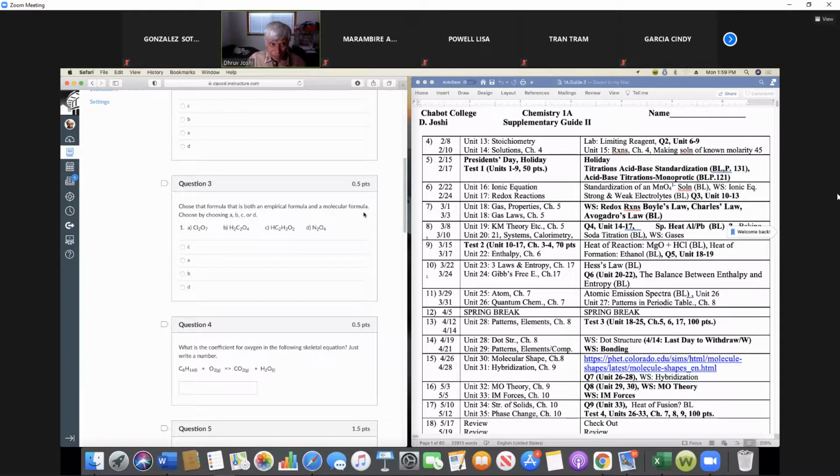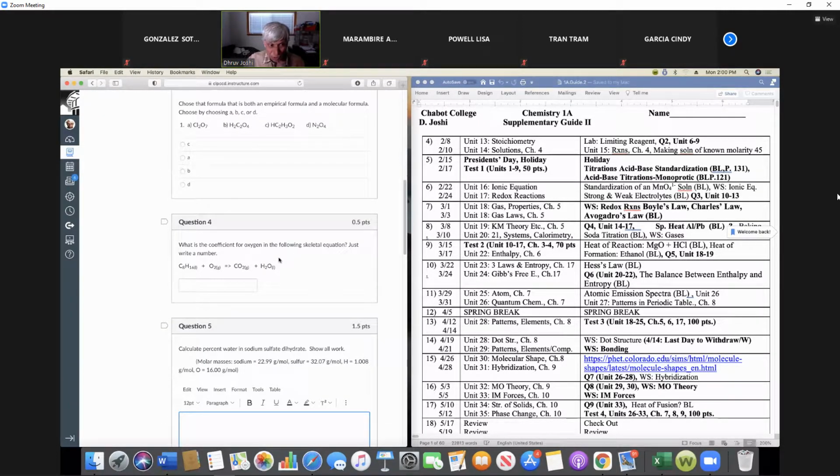So an empirical formula is the simplest formula. Well, there it is. This is the simplest formula. You cannot simplify this further. You cannot divide this by anything but by 1. So this is the simplest formula. That's it. This is not a simplest formula. You can divide this formula by 2. C2H4O2, you can divide by 2. So this is not a simplest formula. You can divide it by 2. So this one is the simplest formula. So that is both an empirical formula and a molecular formula. These are only molecular formulas. They are not empirical formulas. Okay.